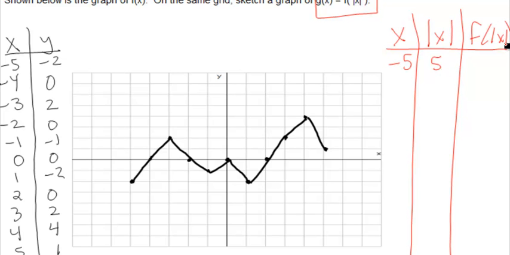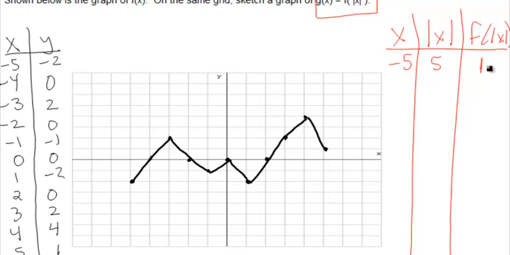And what does the function give us if we use 5 as the input? Well, if we look at our table here, when we use +5, the output that we get from the function is actually a 1. So this output is going to be a +1.